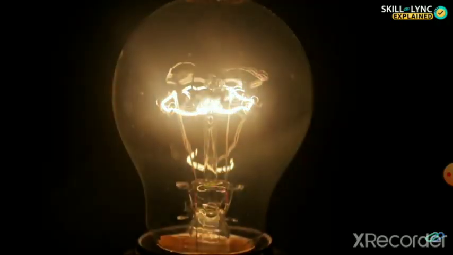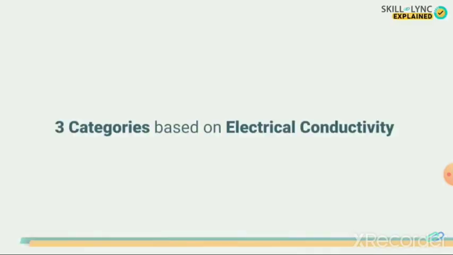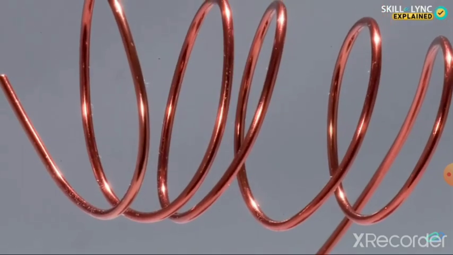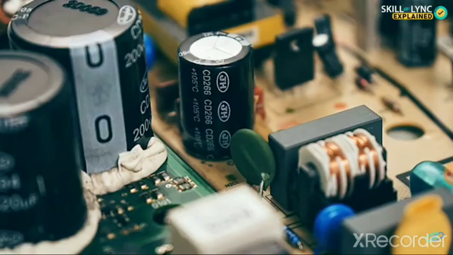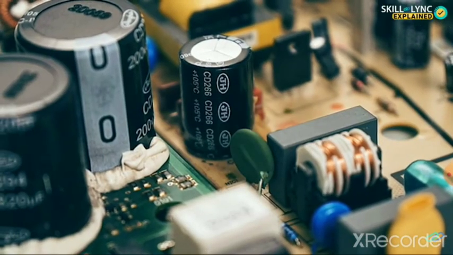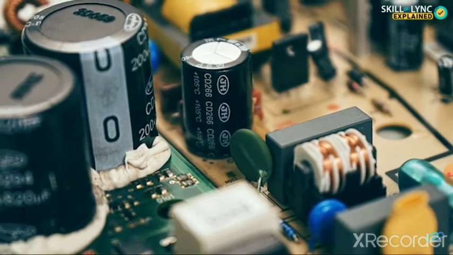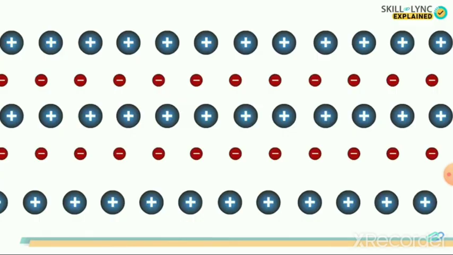So let's get started. Materials can be divided into three main categories based on their electrical conductivity. There are conductors, which conduct electricity, and insulators, which do not. Then we have semiconductors that can be made to conduct electricity. The conductivity of a material is due to its internal structure.